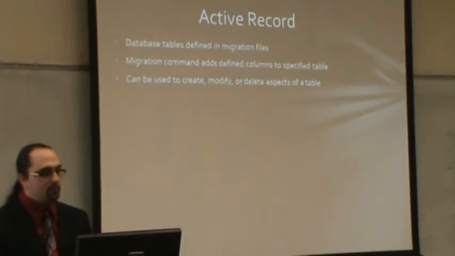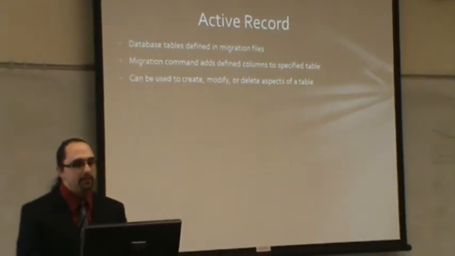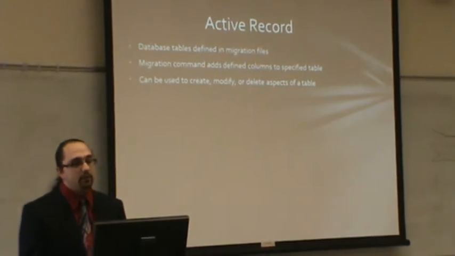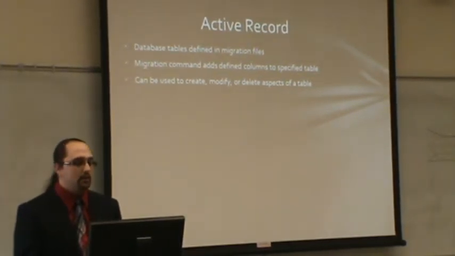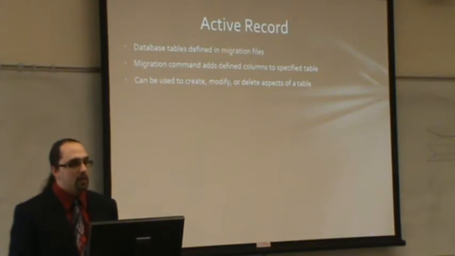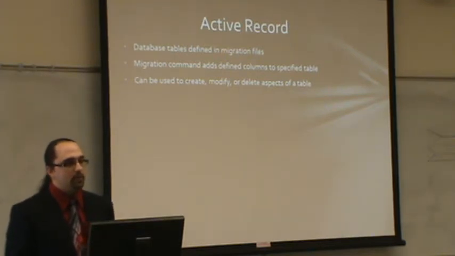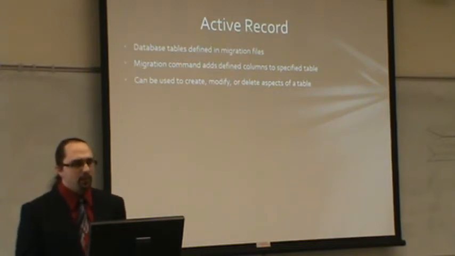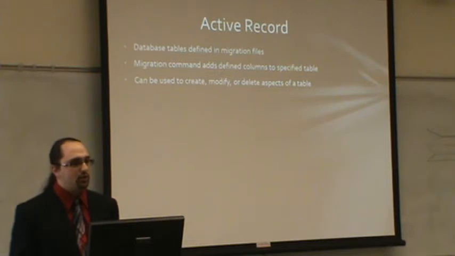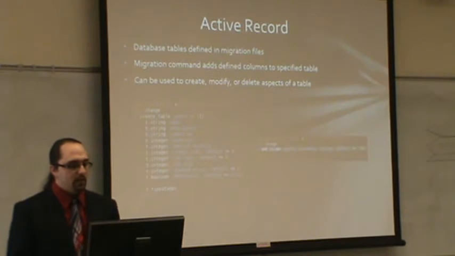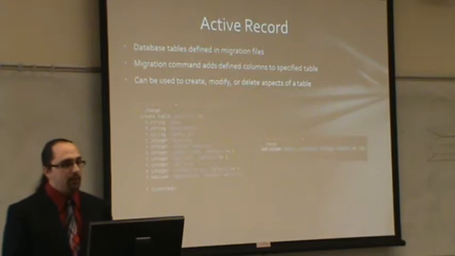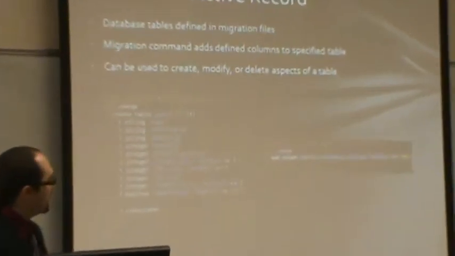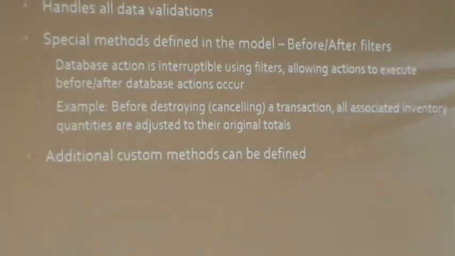The basis of it starts with active record migrations. There are database tables defined in a migration file. The migration command adds defined columns to the table, and you can also use a migration to add to or delete from an existing table. You can also use the migrations to set certain default values for objects in the database. And that's an example of the code that I used to create the parts table and all the columns I put in it. And then later on I decided I needed a currency column, so I had a second migration that I created to add to that.